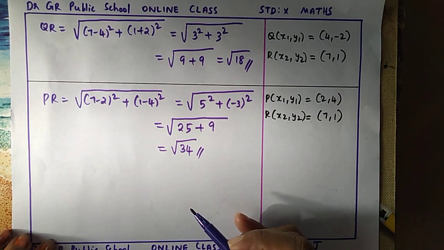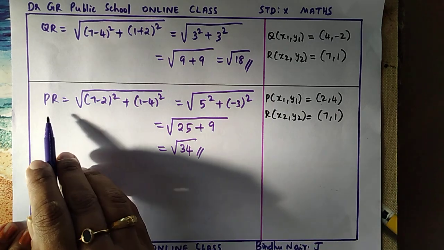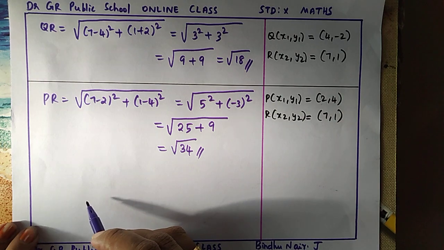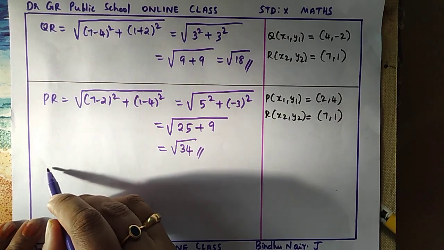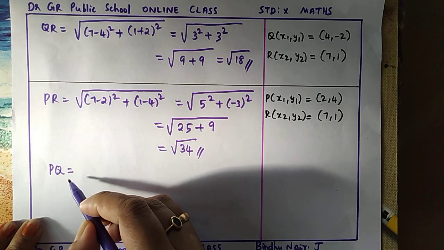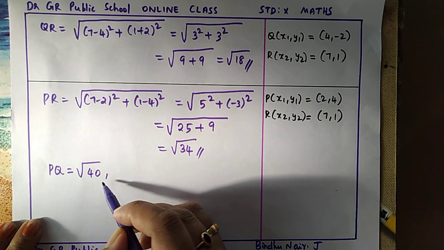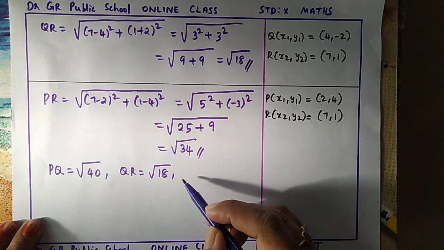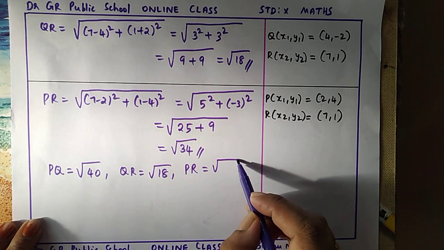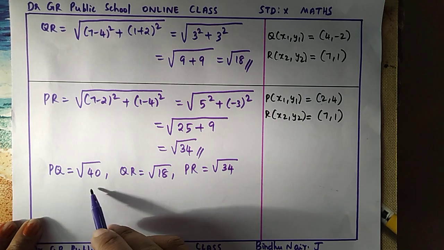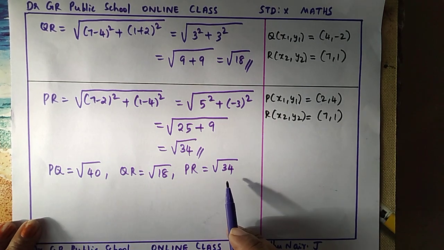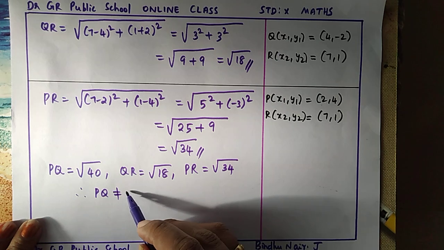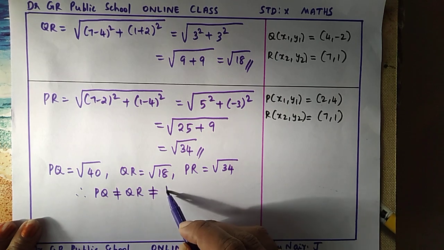Okay. Thus, we got PR equal to root of 34. So what are your answers? We got first answer PQ equal to root of 40. Second answer QR equal to root of 18. And third one PR equal to root of 34. So you see the three distances, they are different. Therefore, PQ not equal to QR, not equal to PR.